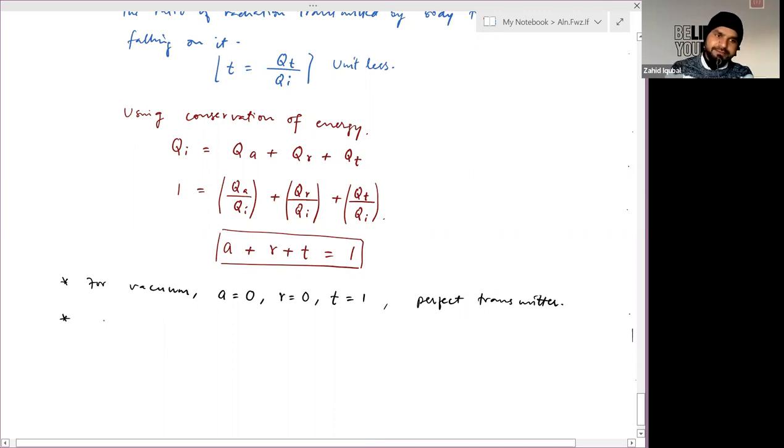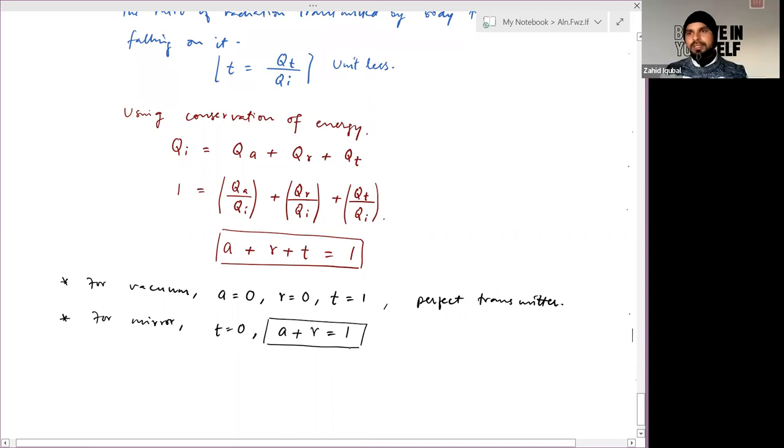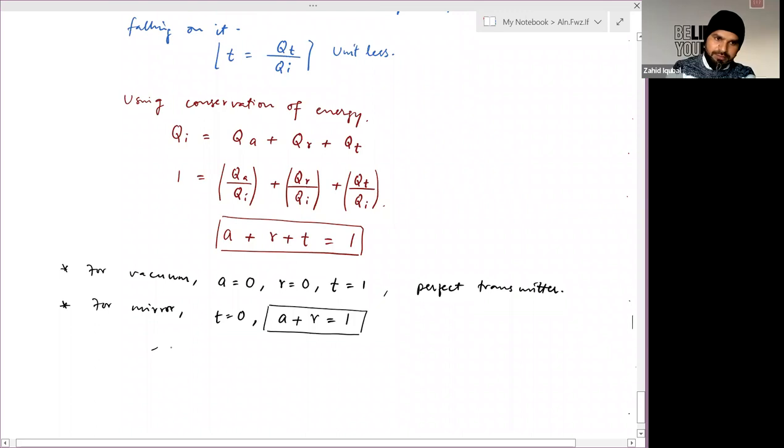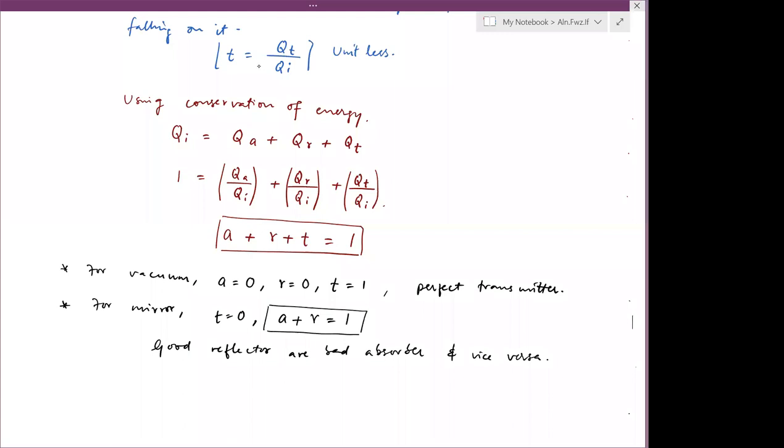In case of a mirror, transmittance will be 0, so absorptance and reflectance must add up to 1. But in case of a mirror, most of the radiation falling on it gets reflected back into the same medium, so there will be the least absorbing tendency. So we can say good reflectors are bad absorbers and vice versa. Ifra, is it clear? Yes, sir.